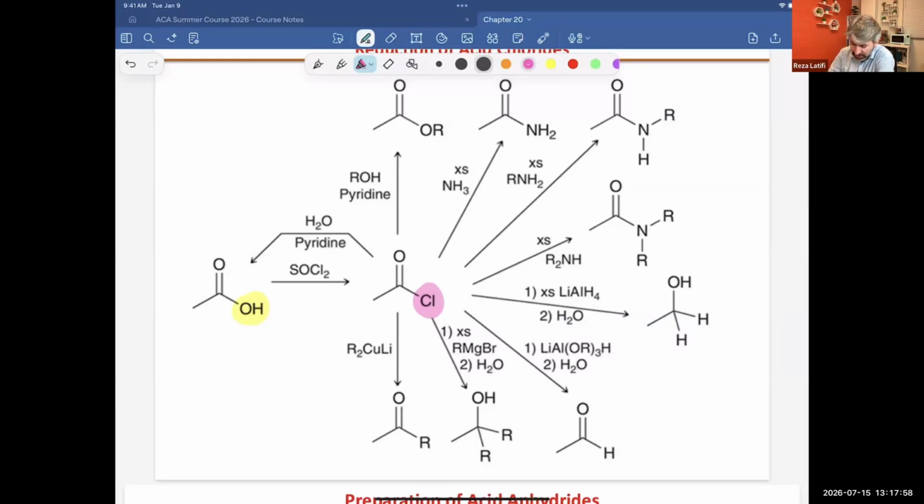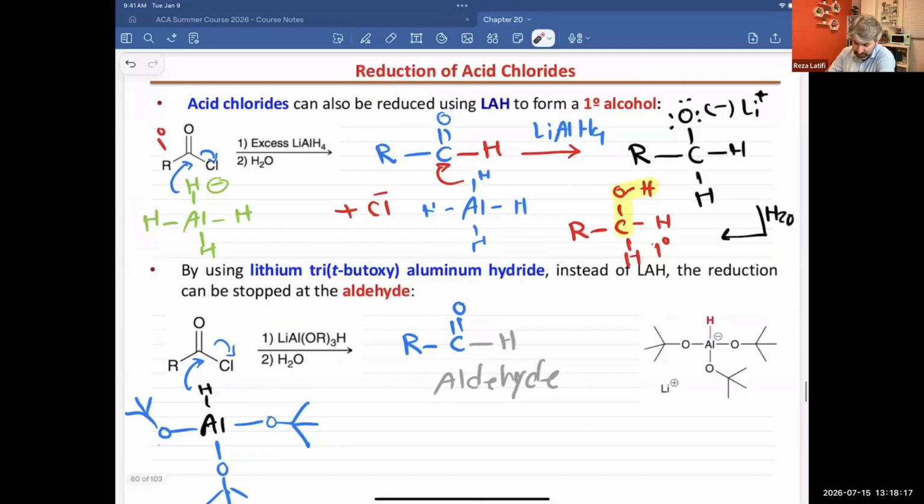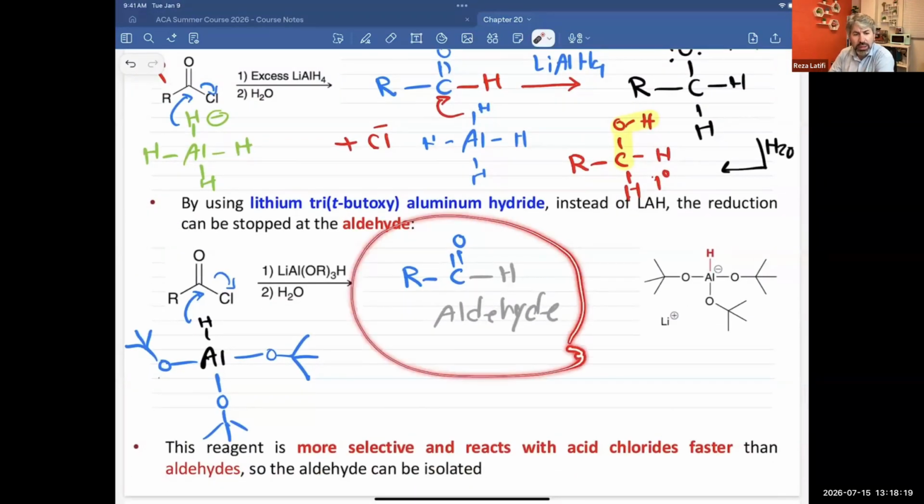and how can I get this one? You can simply add the bulky reducing agent, and if you do it, that's going to give you technically aldehyde instead of a ketone. So it's really, this is what I'm talking about. And if you just add bulky reducing agent, instead of alcohol, you will get an aldehyde.